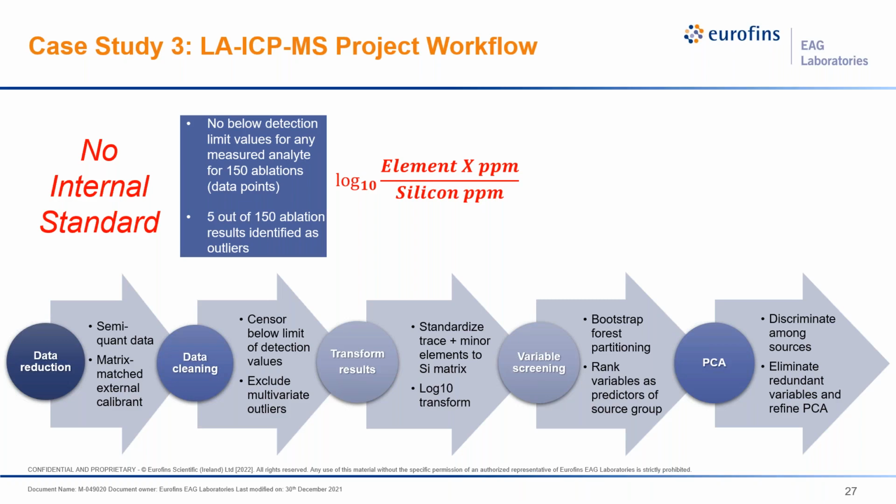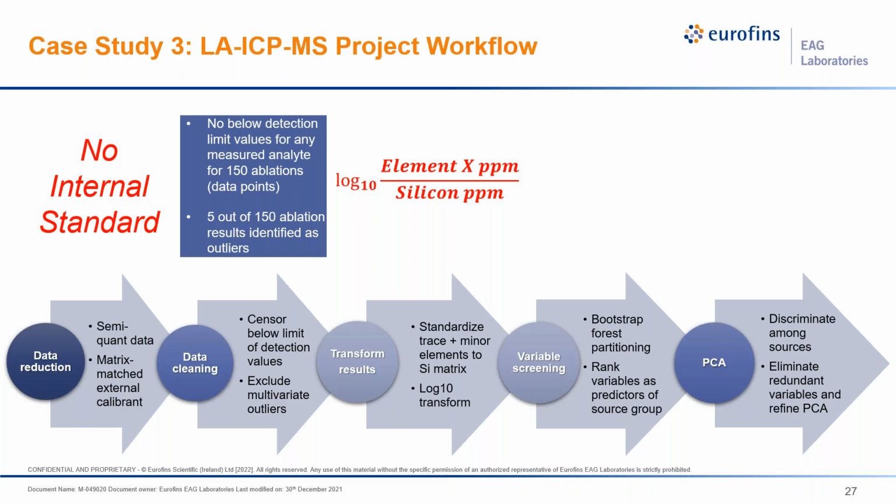So first, we standardize all of our trace and minor element data to the silicon matrix. So we measured silicon, and then we just divided all of our elements by the silicon concentration for each scan line. So this is almost like a pseudo-internal standard. It's doing basically the same thing as a true internal standard. It's normalizing for ablation yield. And then subsequently, you log 10 transform these ratio variables to make them even more constrained in their range of magnitude. So now that you have your data in this log 10 ratio form, we want to narrow down the variables.